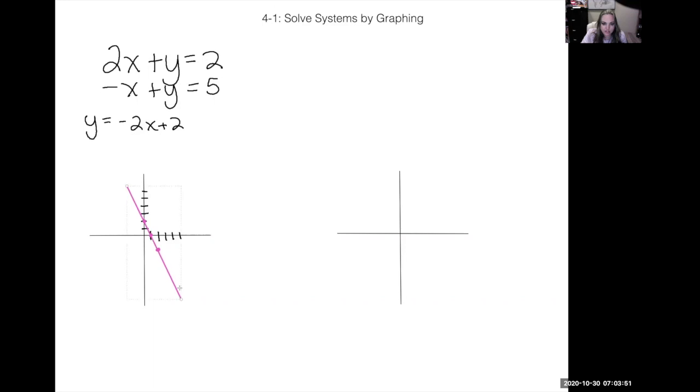Remember, don't just connect the 3 or however many points that you have. Make it stretch across the graph. So here's our first line. Okay, so we've just graphed 2x plus y equals 2.